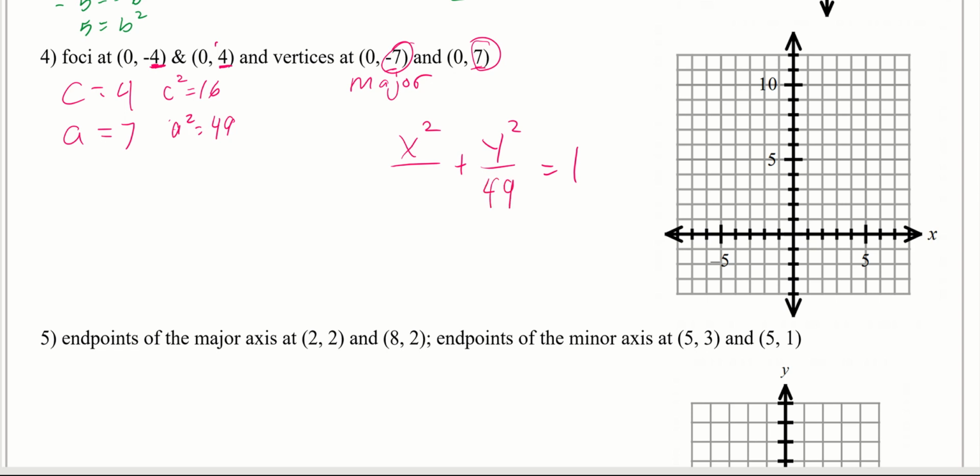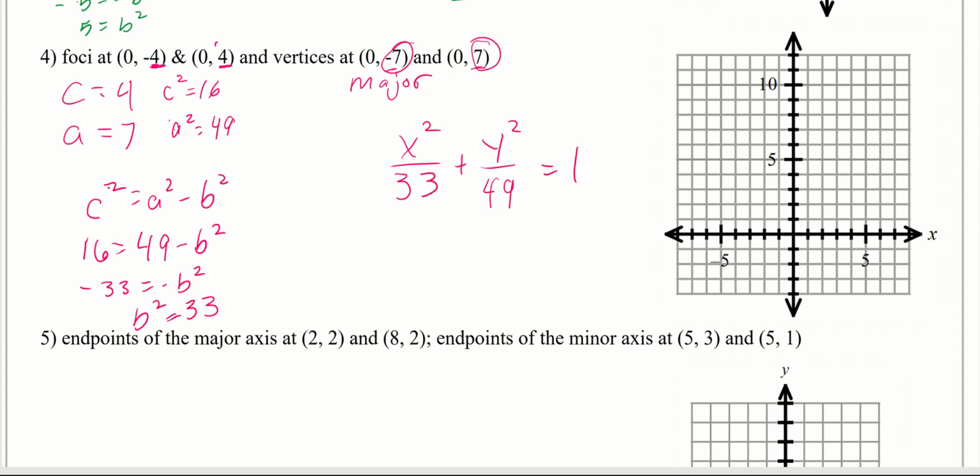Okay. So when I set up my equation, I've got c squared equals a squared minus b squared. But now my a is under my y. As long as you keep in mind that major and minor idea, I subtract it over, so I end up with negative 33 is equal to negative b squared, so b squared is equal to 33. Now I don't want the square root, I want the squared value, so I want to keep that 33. Okay. So that would be your idea for those.